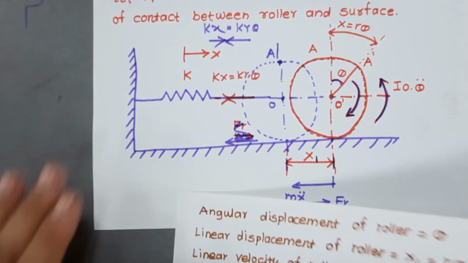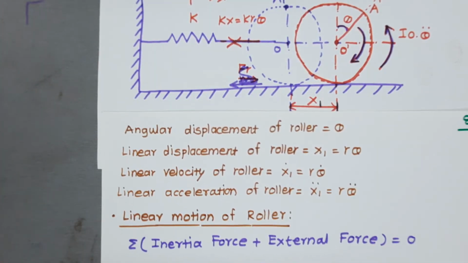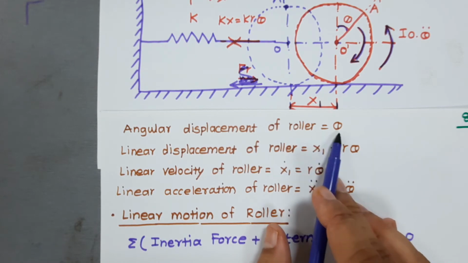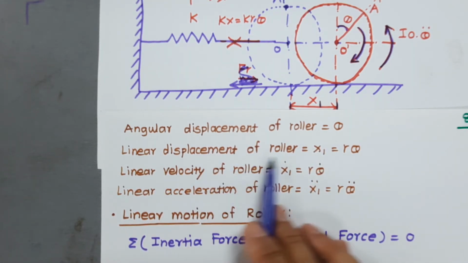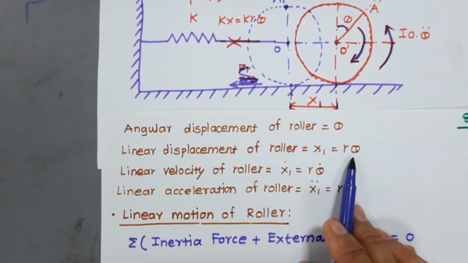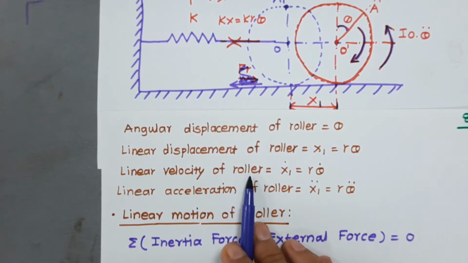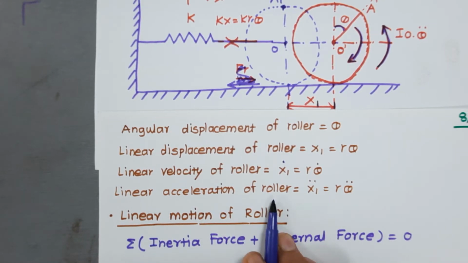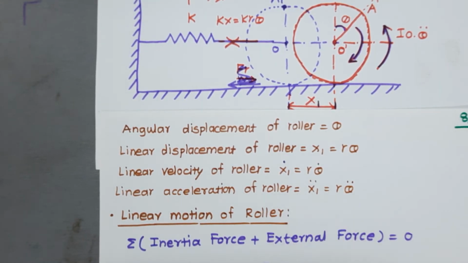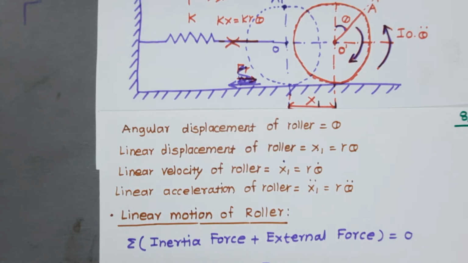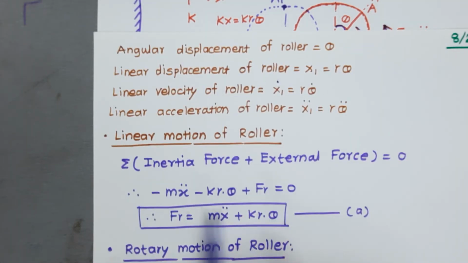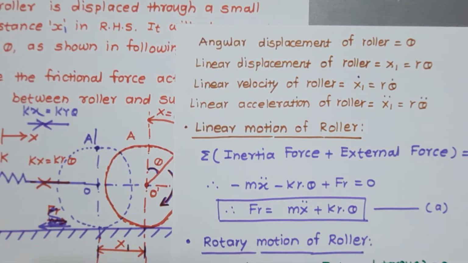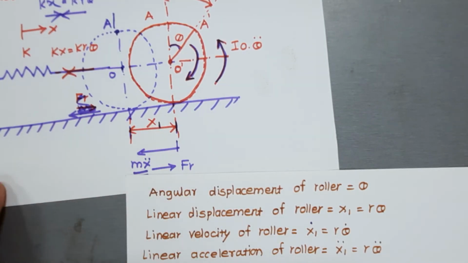Now further, for this given diagram, we consider the angular displacement of the roller as theta, the linear displacement of the roller x1 is equal to r theta, the linear velocity of the roller x1 dot is equal to r theta dot, and the linear acceleration of the roller x1 double dot is equal to r theta double dot. Now we will first learn the linear motion of the roller. Observe this diagram, the roller linear motion, so it is displaced.